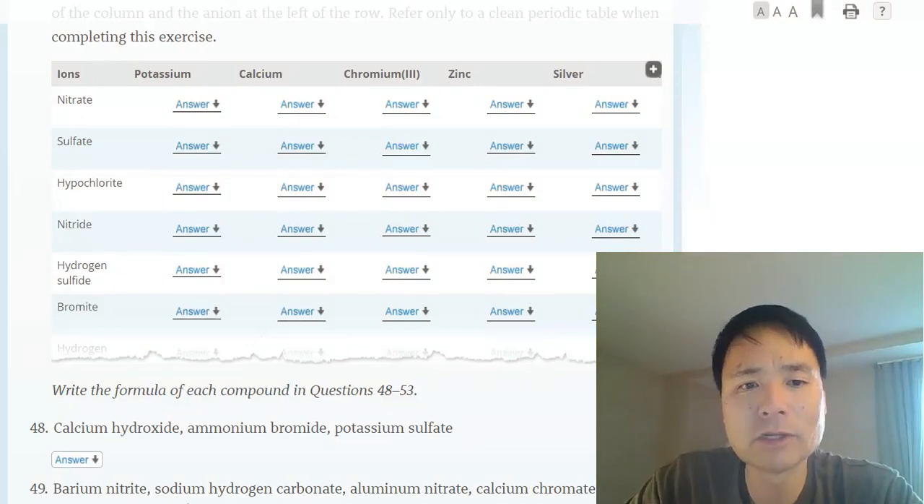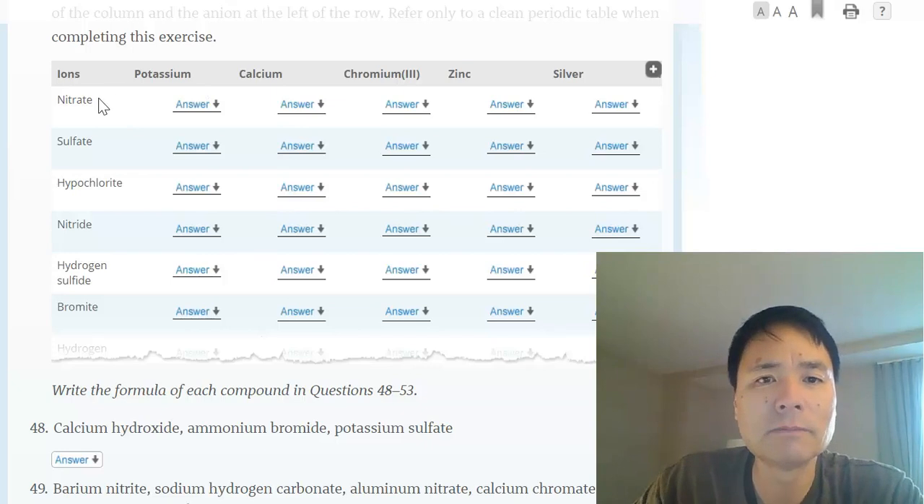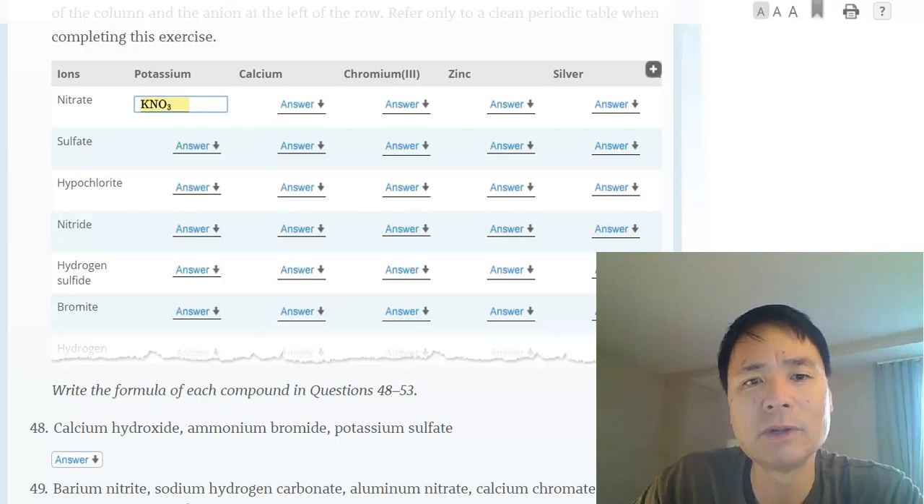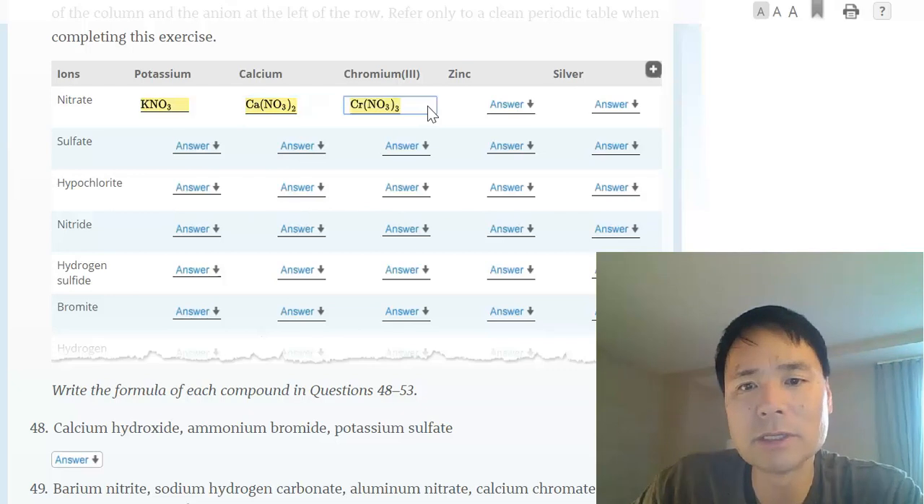And so potassium is +1. So potassium nitrate is KNO3, this 1-to-1 ratio, KNO3. Calcium is a 2+, so we'll need 2 nitrates, so Ca parentheses NO3 twice. Chromium 3 is a 3+, and so Cr, and then we'll need 3 nitrates there. And so Cr parentheses NO3 3 times. There we go. Zinc is a 2+, fixed charge. It's one of those fixed charge ones. I'll need 2 nitrates for that here. Silver is +1, fixed charge, so AgNO3 should be that one.